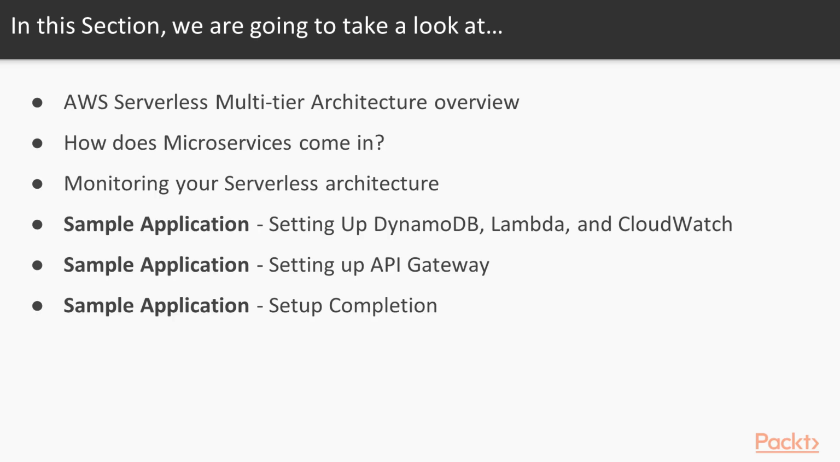In this section, we're going to look at the AWS serverless multi-tier architecture overview. We'll also have a look at microservices. This is something that is being adopted by a lot of new applications in the industry nowadays. We'll look at how to monitor your serverless application. And then as a bonus to this entire volume, we're going to build an entire application. It's a sample application. We're going to divide this into three parts. We're going to use the serverless components provided by AWS to build our application.